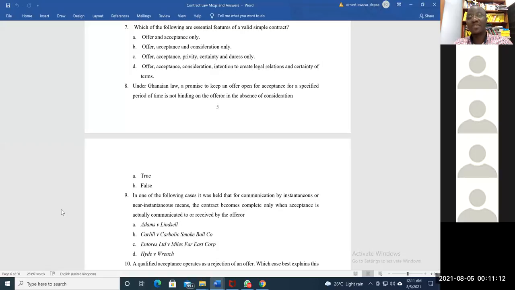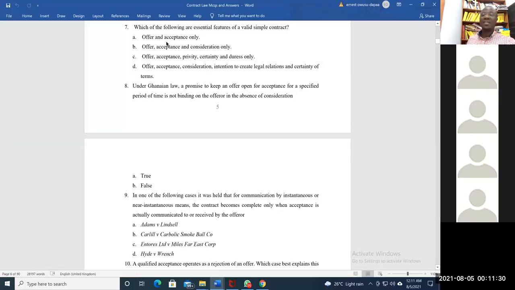I think this is very straightforward, and I expect everybody to get it correct. So put your answers in the chat. I hope everybody will get it correct. This is very straightforward. Okay, yeah, I think that is it.